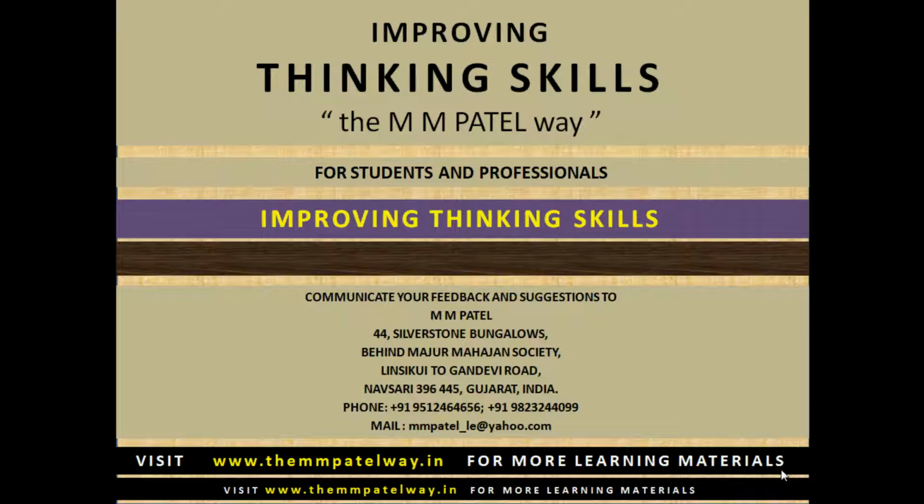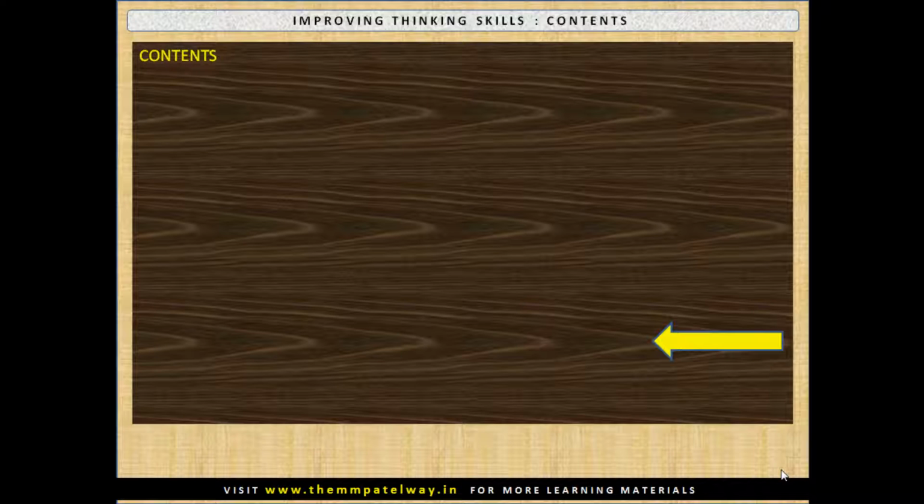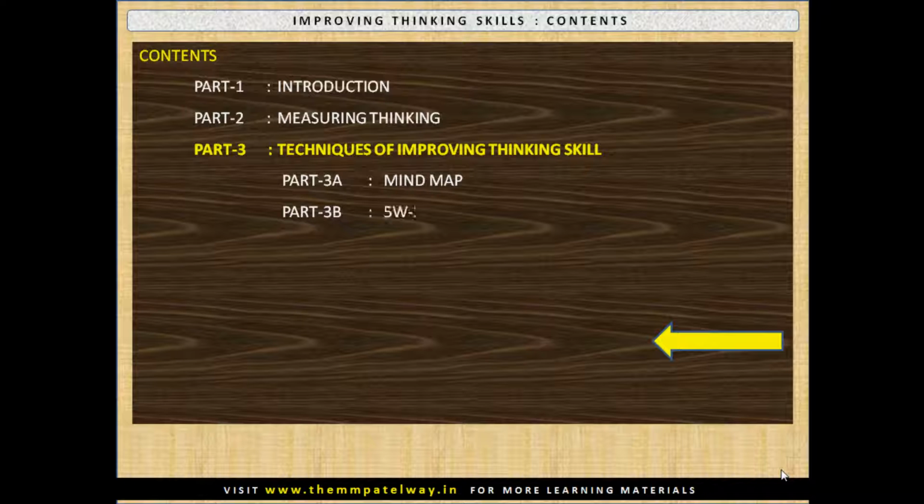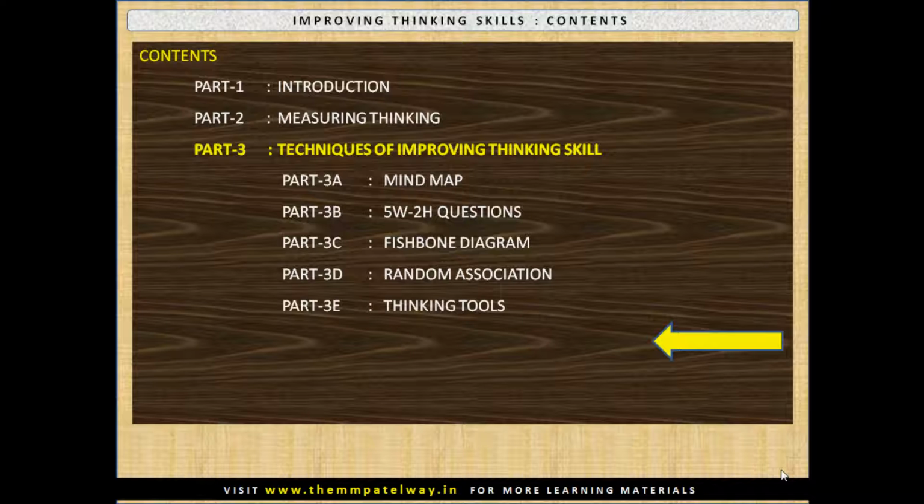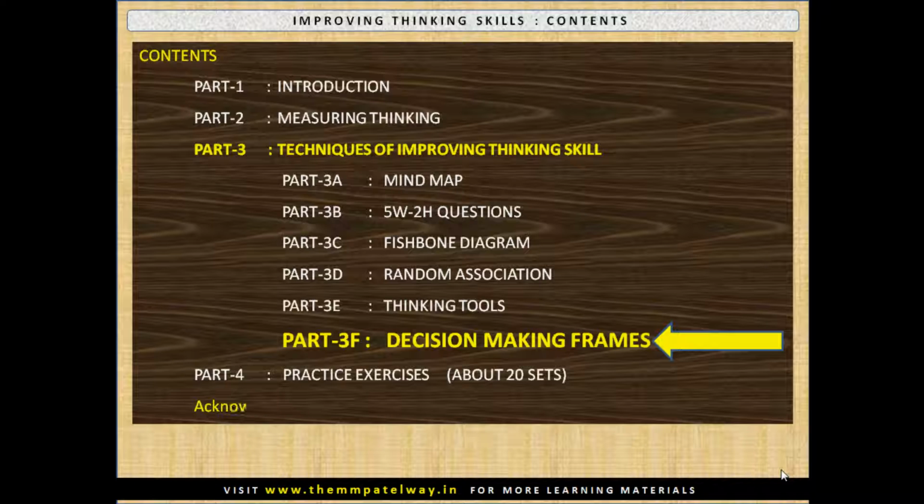Now we come to the last technique of improving thinking skills, that is decision-making frames. We have already discussed mind mapping, 5W2H questioning, fishbone diagram, random association method, and thinking tools. Now we come to decision-making frames. This technique will be basically useful to professional students and practicing managers. Particularly, they will find it very useful for making business decisions in new or uncertain situations.